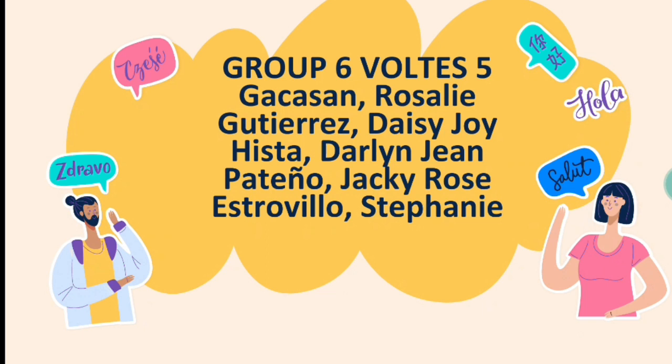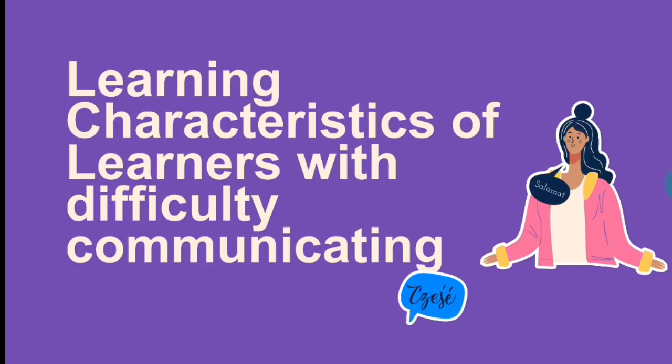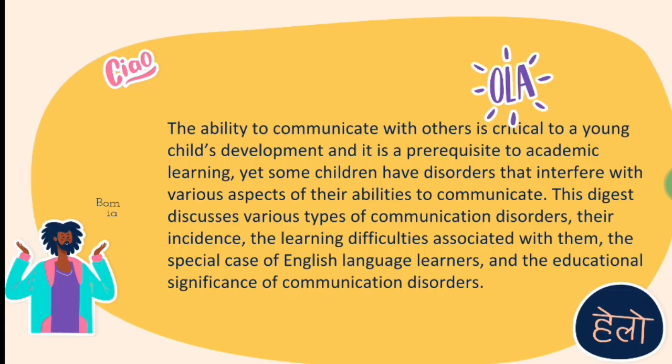So today, we are going to discuss all about the learning characteristics of learners with difficulty communicating. The ability to communicate with others is critical to a young child's development, and it is a prerequisite to academic learning. Yet, some children have disorders that interfere with various aspects of their abilities to communicate. This digest discusses various types of communication disorders, their incidence, the learning difficulties associated with them, the special case of English language learners, and the educational significance of communication disorders.